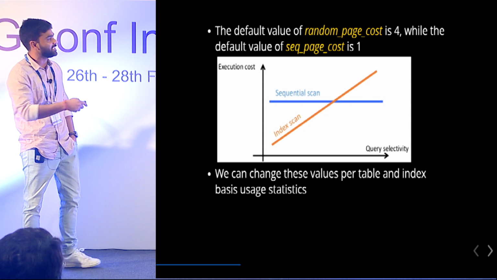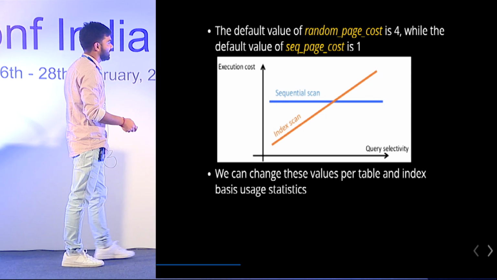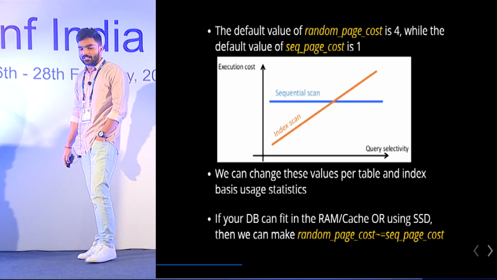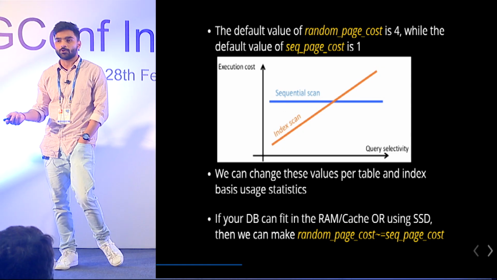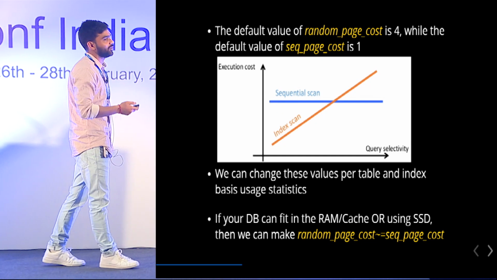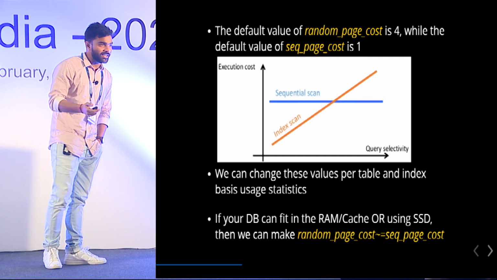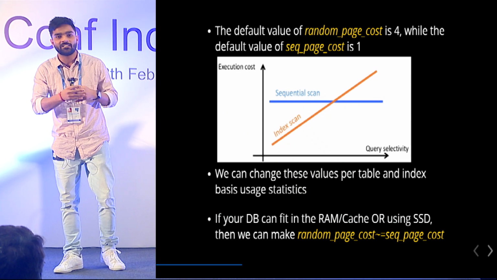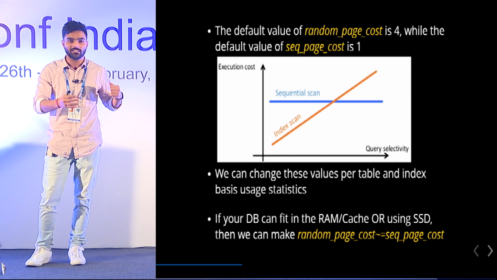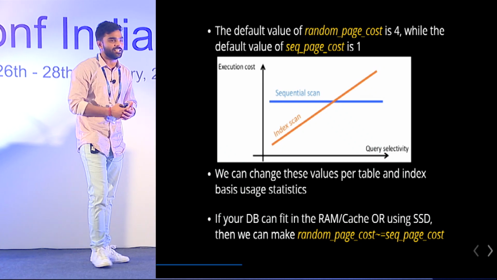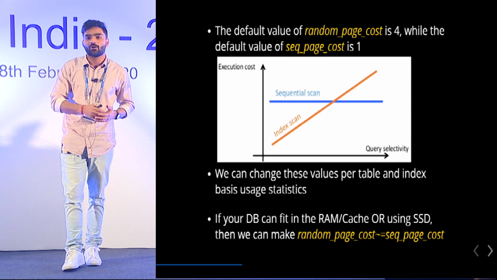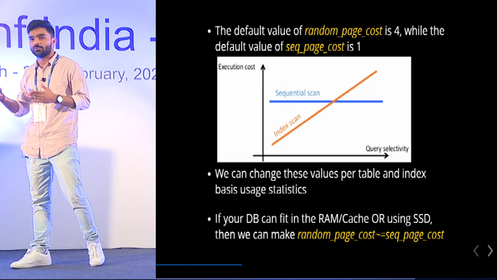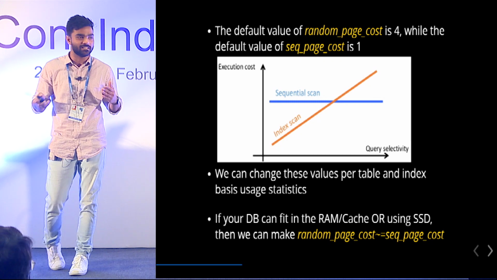We can change these values per table and index based on usage statistics. Some people suggest that maybe you can make sequence page cost equal to random page cost or lower the value of random page cost. You can do that, but there are two conditions for it. First is if your DB or table can fit into RAM or the cache of your database server, then you must do it. The second is if you're using an SSD, then you must do it because the cost of random scan in case of SSD is much lower than with magnetic storage.